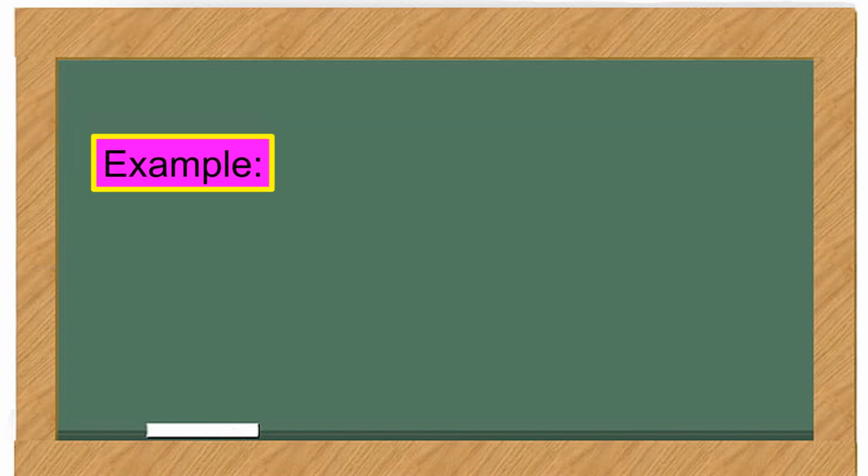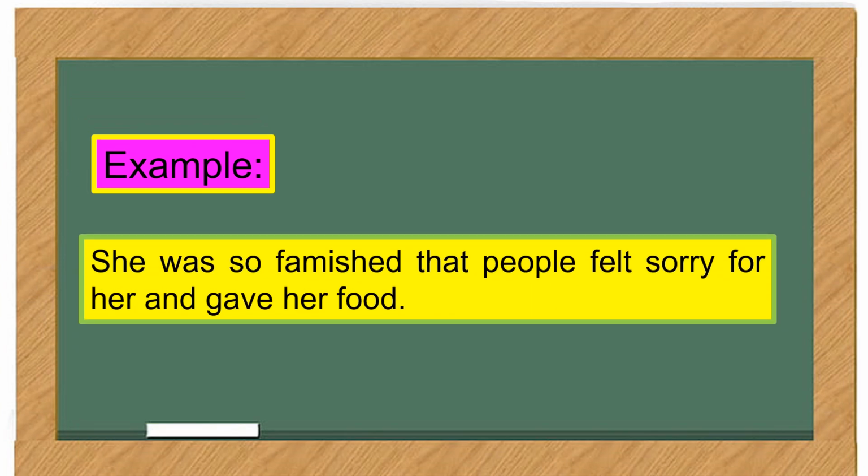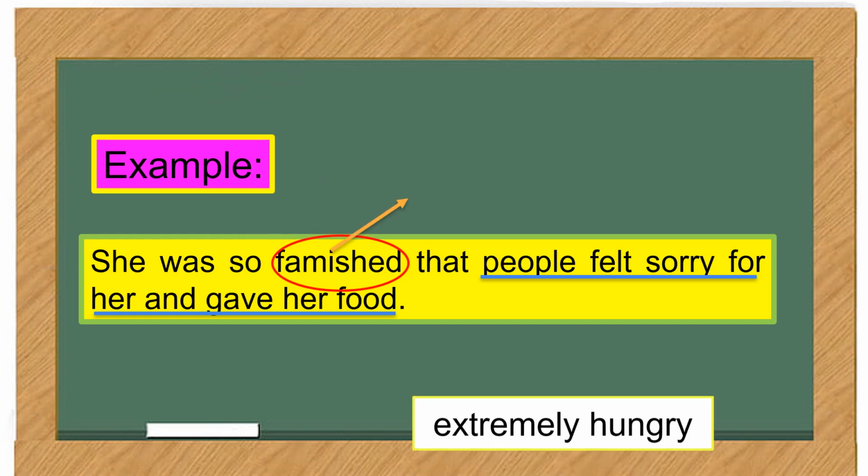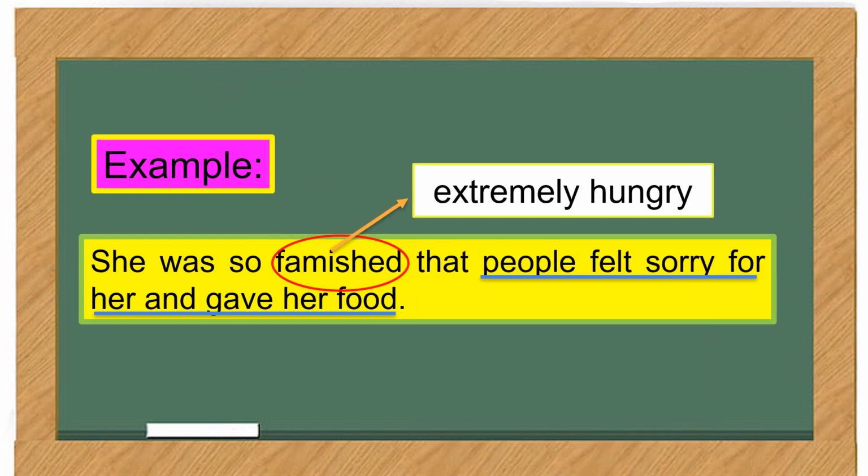Example: she was so famished that people felt sorry for her and gave her food. The difficult word is famished. The clue that will lead you to the meaning of the encircled word is the phrase, people felt sorry for her and gave her food. Thus, in this sentence, famished means extremely hungry.